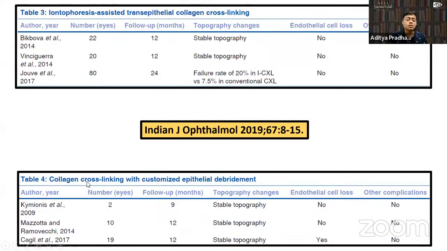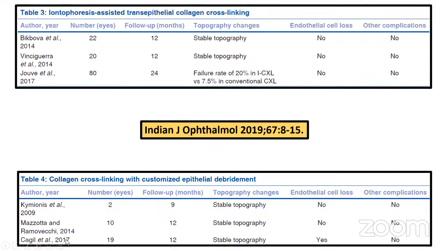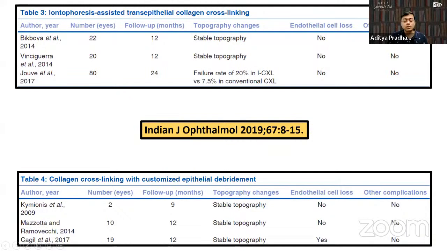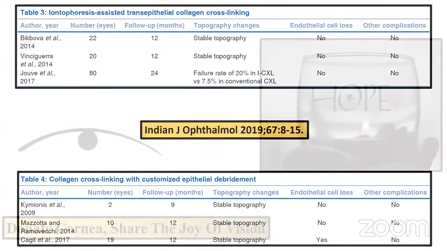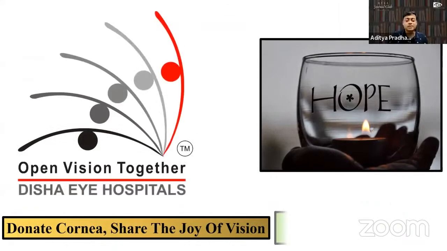And lastly, the collagen cross-linking with customized epithelial debridement. So from 2009 onwards, Kymionis, and then up to 2017, 19 eyes, the follow-up was for 1 year. The topography was stable. Endothelial cell loss was reported in one study, but no other complications. In the other 2 studies, with around 1 year of follow-up, the topography was stable and there was no endothelial cell loss. So that's the brief literature review.